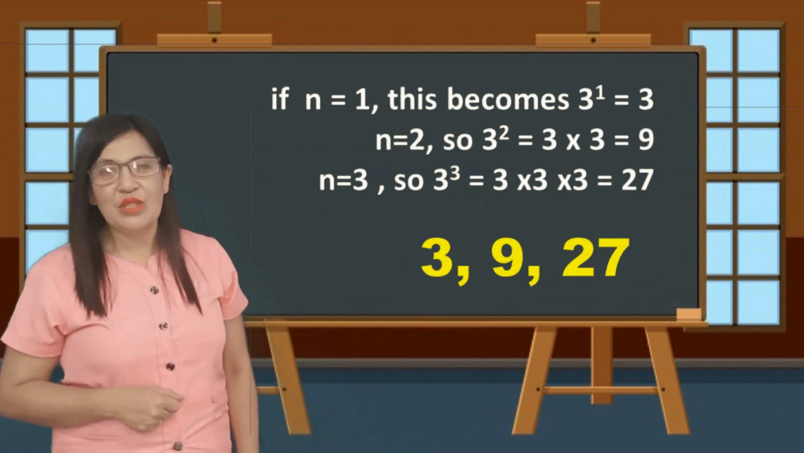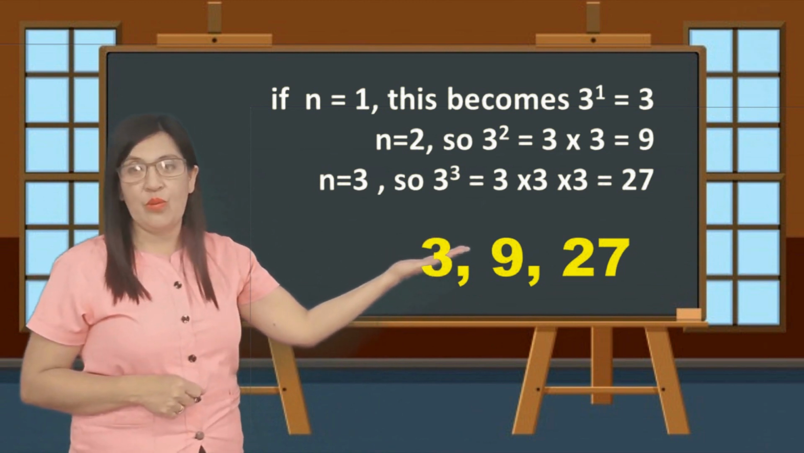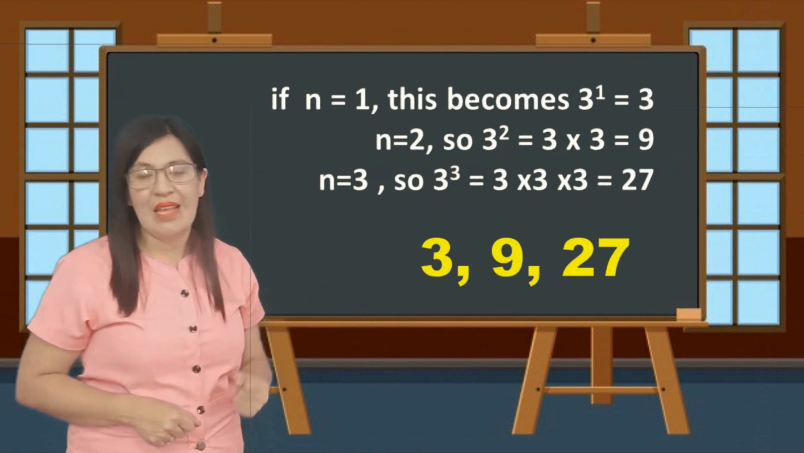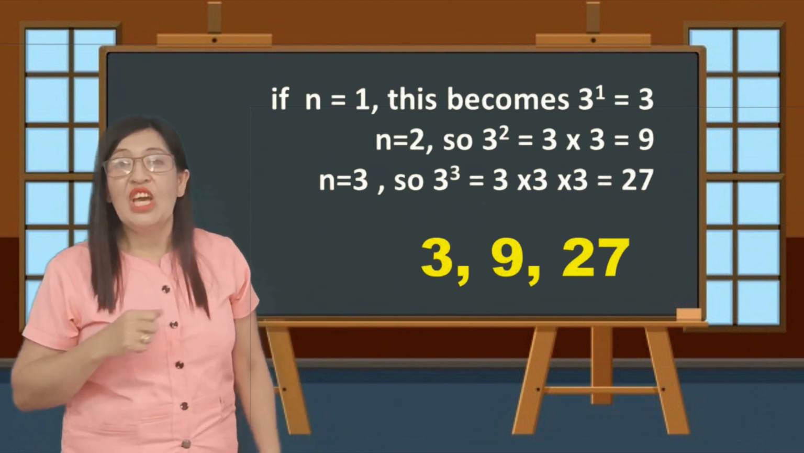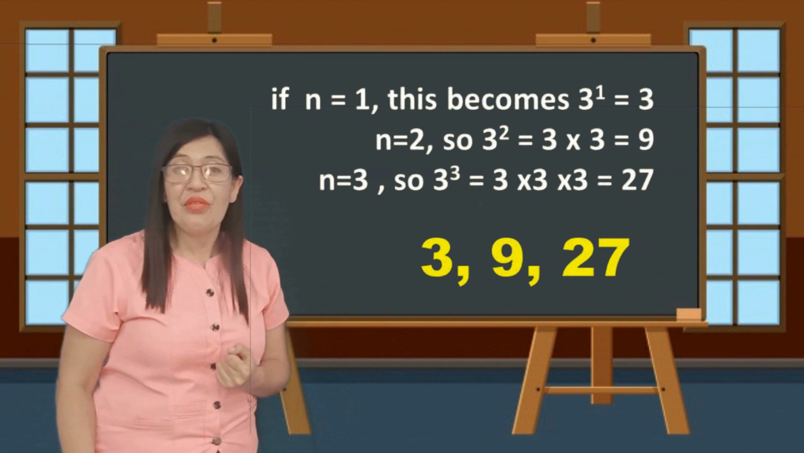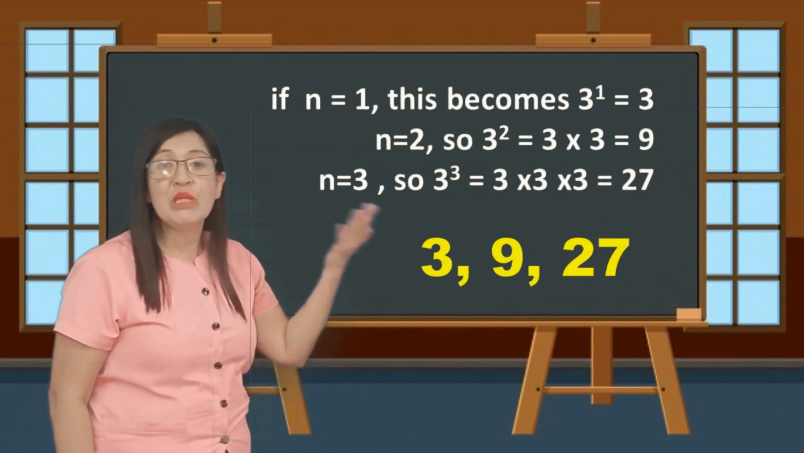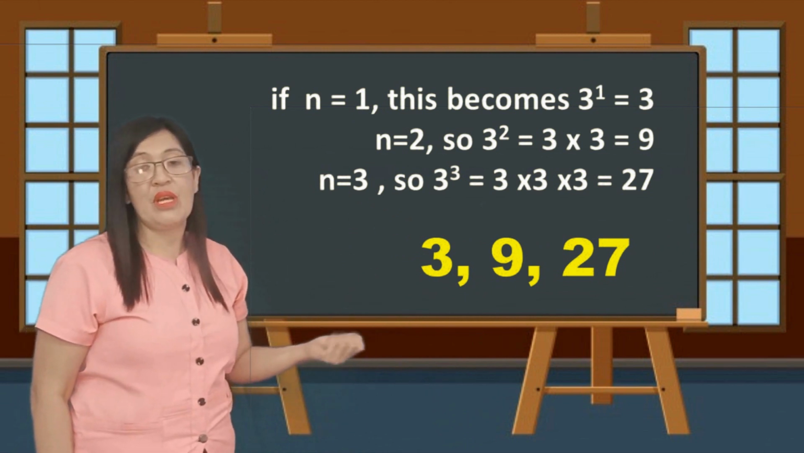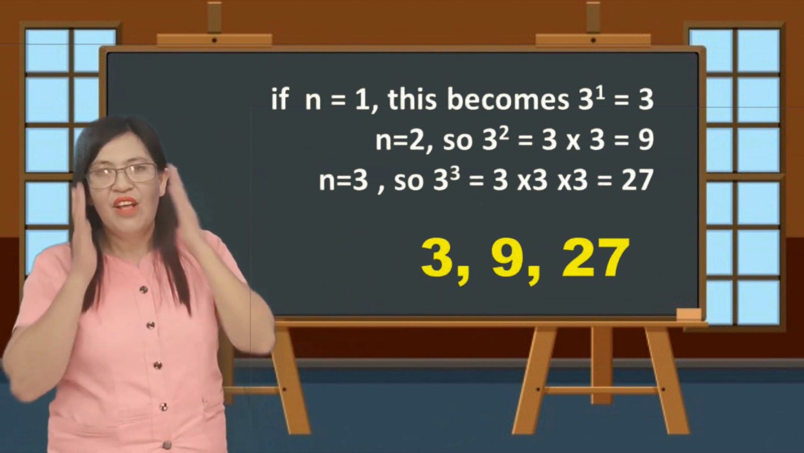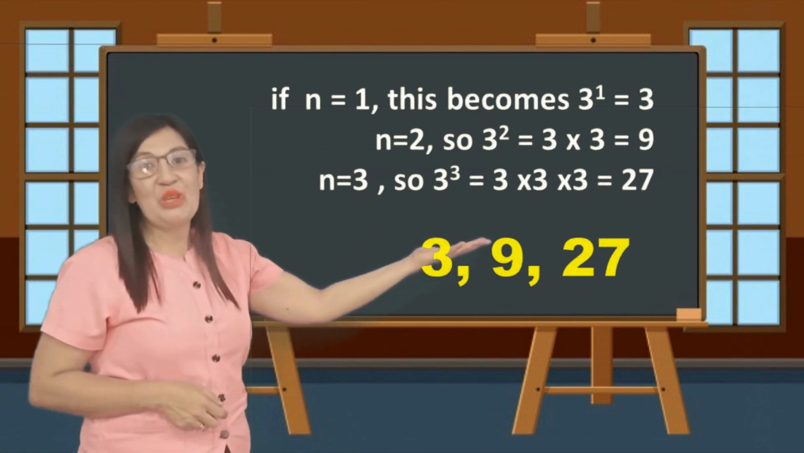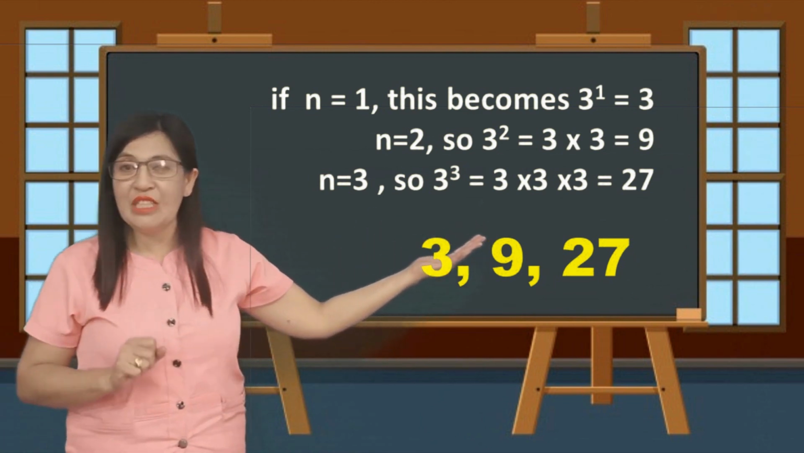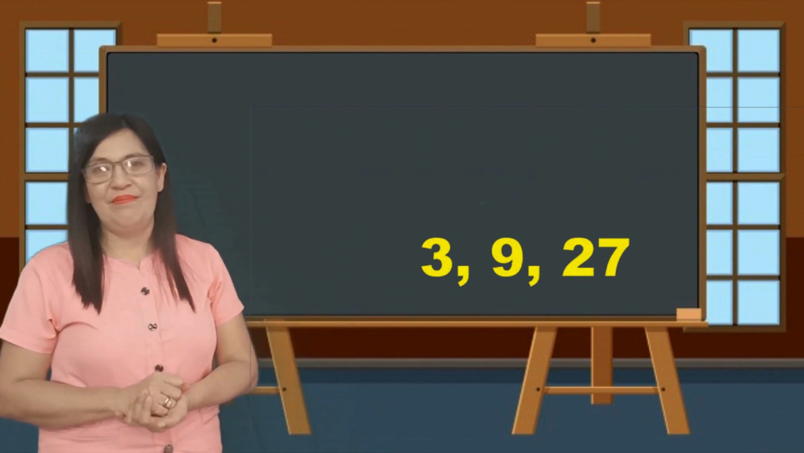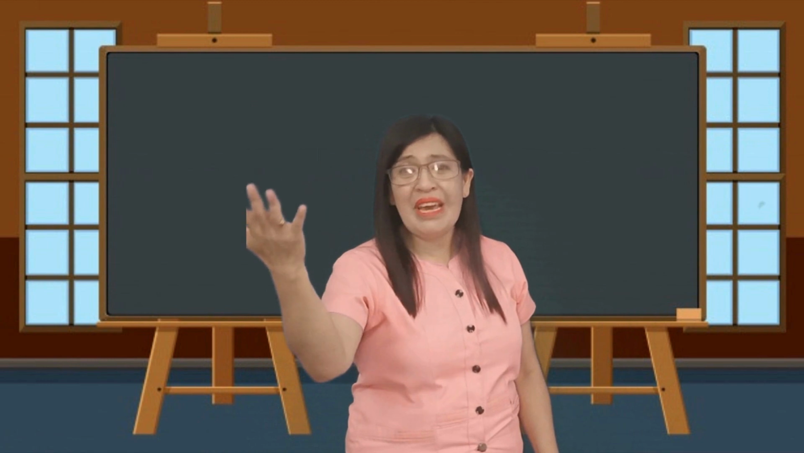If n equals 2, this becomes 3 squared, or 3 times 3, which is 9. So a sub 2 is 9. If n equals 3, you will get 3 to the power of 3. That is 3 times 3 times 3 and that is 27. So a sub 3 is 27. Therefore, the first 3 terms of a sub n equals 3 to the power of n are 3, 9, and 27. Are all your answers correct?